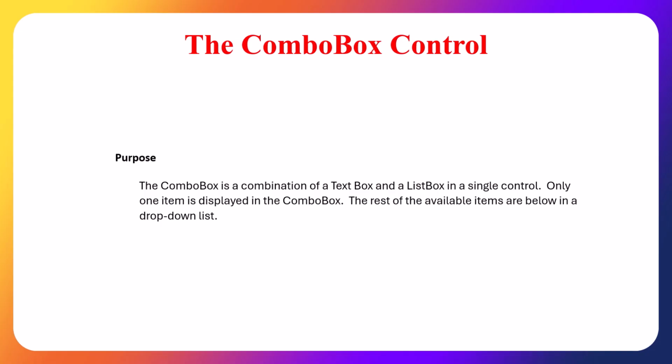This is the ComboBox Control. The ComboBox is a combination of a text box and a list box in a single control. Only one item is displayed in the combo box. The rest are available in items down below in a drop-down list.